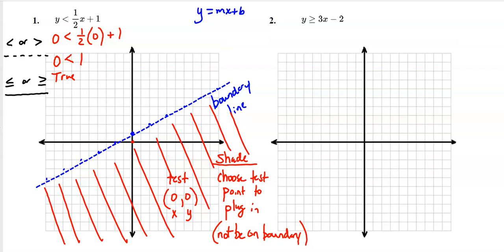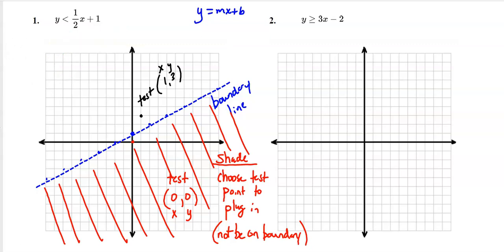If I wanted to, and you don't have to do this, I could try a test point. Let's try this point, 1, 3. X is 1, y is 3. Let's go back and test it. It should be false. It should not work.